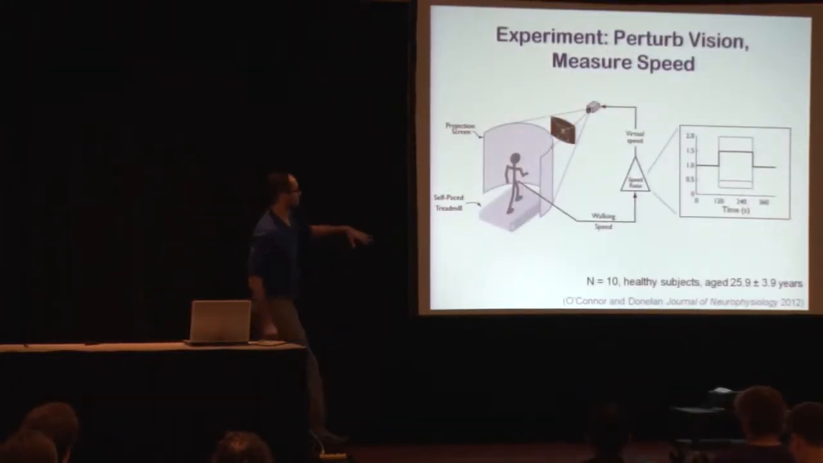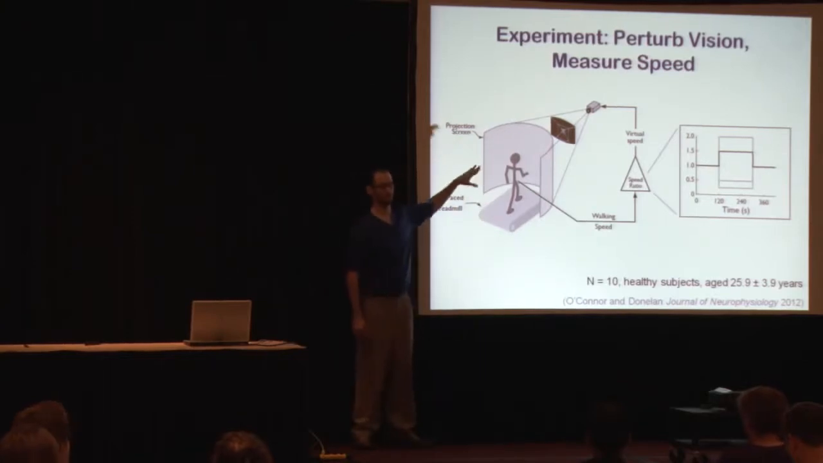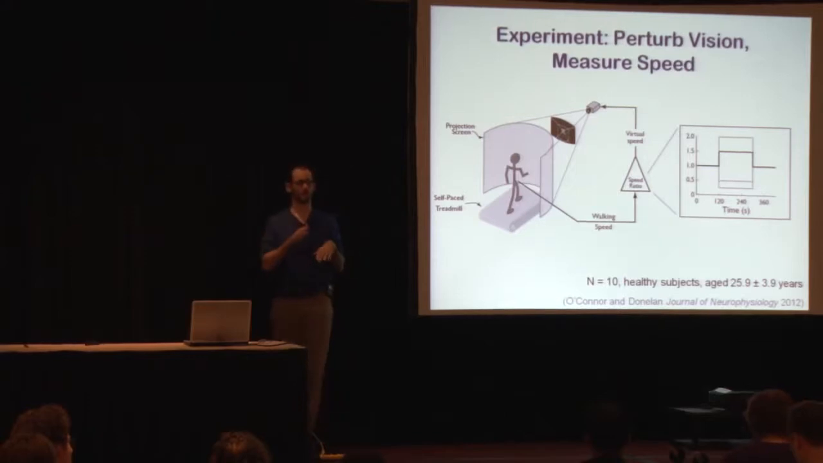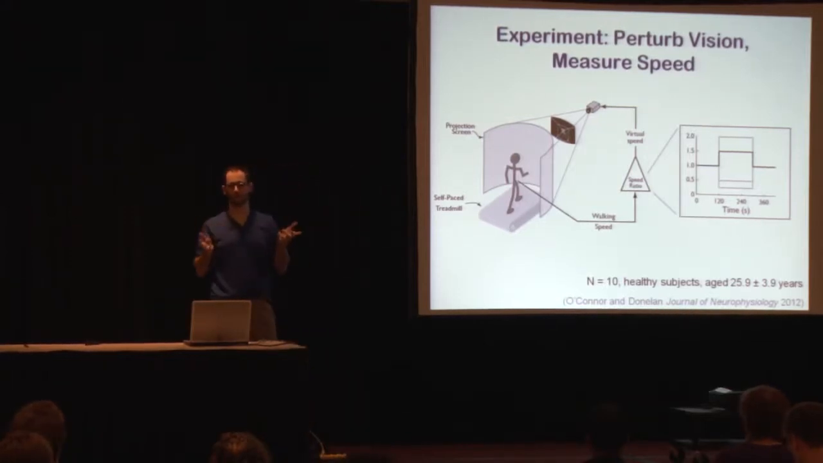Okay. And so we're measuring walking speed and adjusting the virtual speed based on some speed ratio, which normally would be one, but in the experiment we're going to suddenly change it. So suddenly it looks like you're moving twice as fast or half as fast as you actually are. And what does that look like?